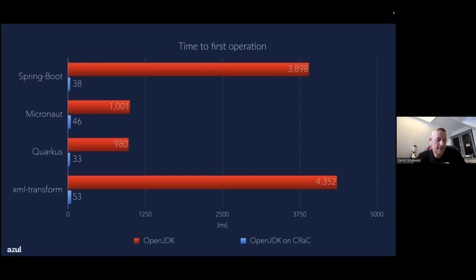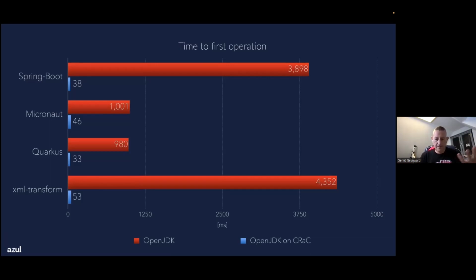And Quarkus was 980, but it's also only 33. And the XML transform went down from 4.3 seconds to 53 milliseconds. The reason for that is that the red bars contain the whole compilation and optimization phase, and after that, we created the checkpoint. The blue bars are really just loading from I/O. We just loaded from the disk into memory. And that's the reason why it's more or less the same speed. It only depends on the size of the checkpoint and how many resources you have to restore.